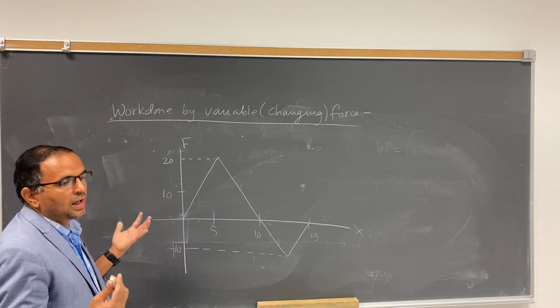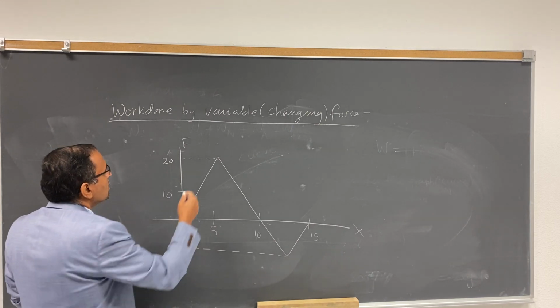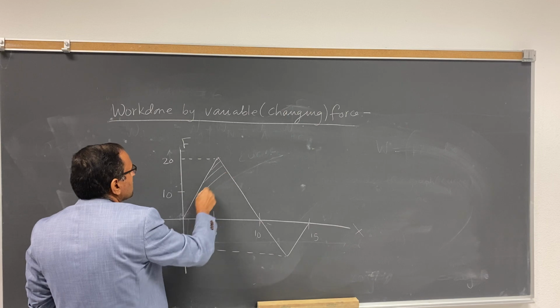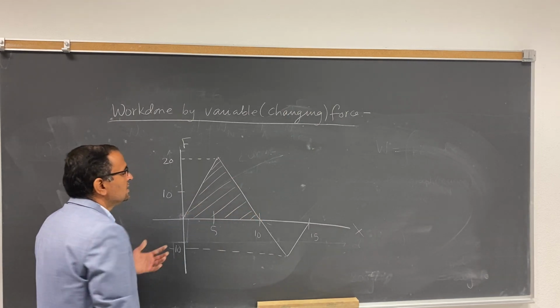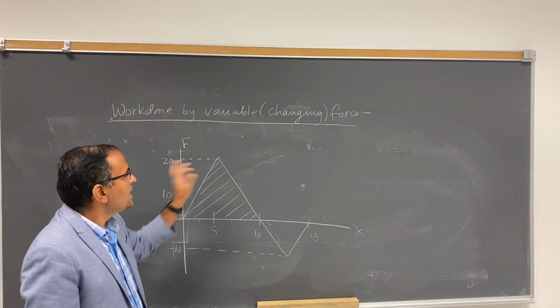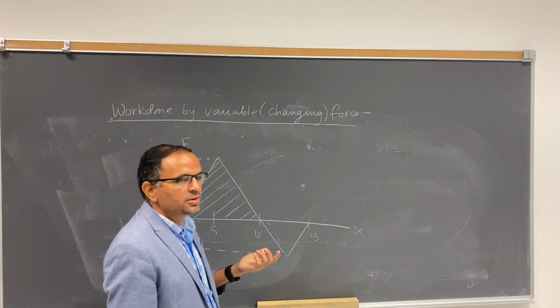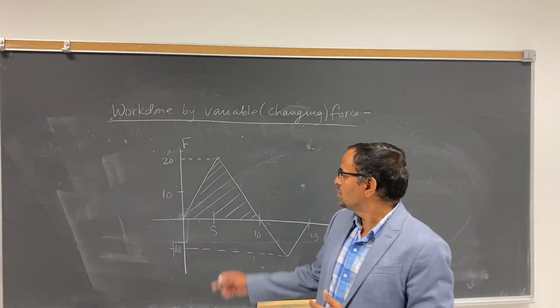What you have to do, what I told you, is the area under the curve, the area under the graph. So first look at this, this is the curve here. First get this area. What is this? This is a triangle above the x-axis. Get the area of the triangle. How do you get the area of the triangle? Area of the triangle is 1/2 times base times height. So you can easily get this.